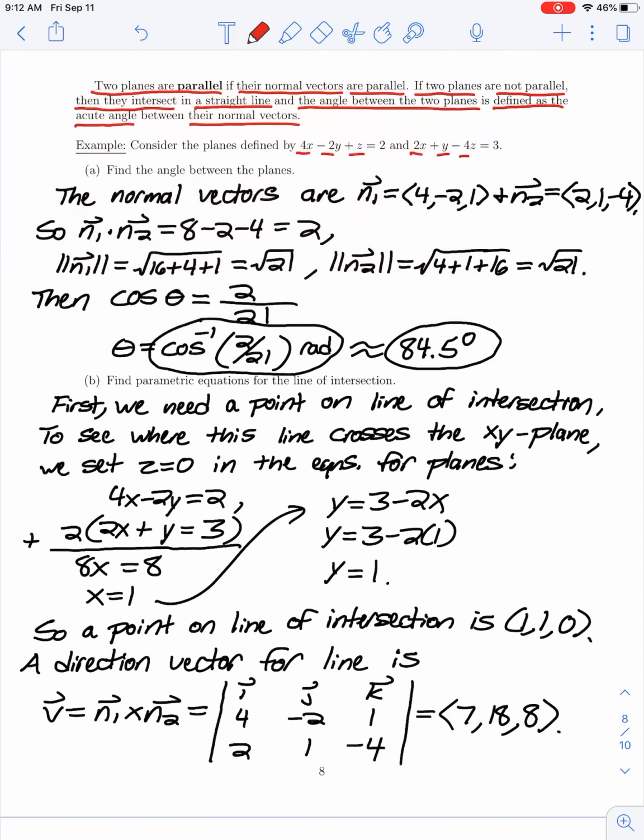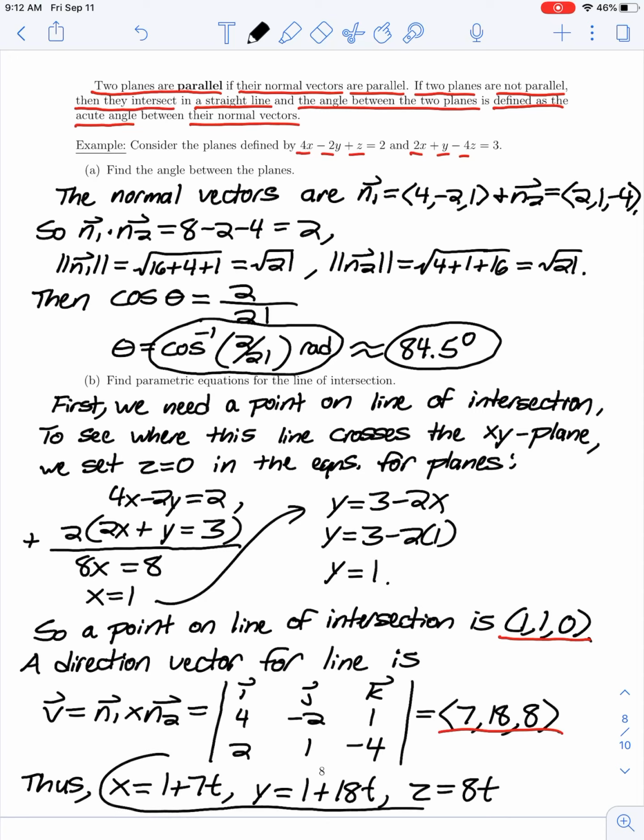So now what we have is a point that lies on the line of intersection and a direction vector for that line of intersection. From here, we can find our parametric equations for this line, which would be given by x equals 1 plus 7t, y equals 1 plus 18t, and z equals 0 plus 8t. So these would be parametric equations for that line of intersection of these two planes.